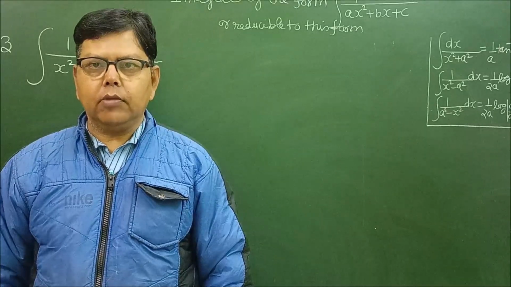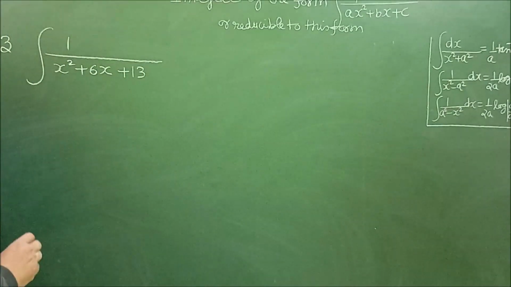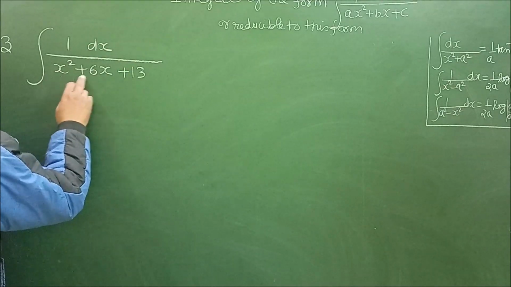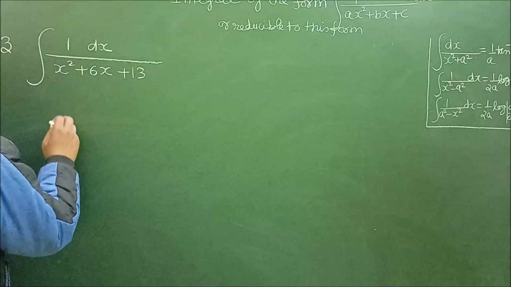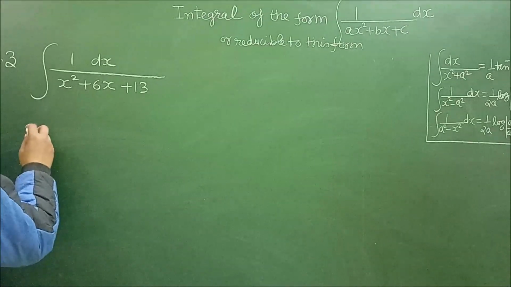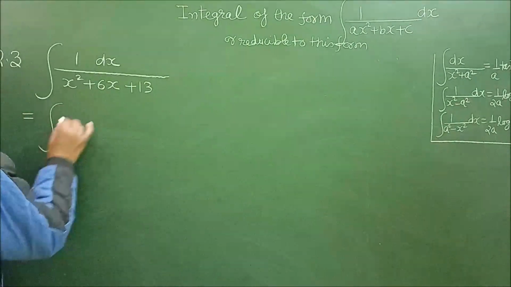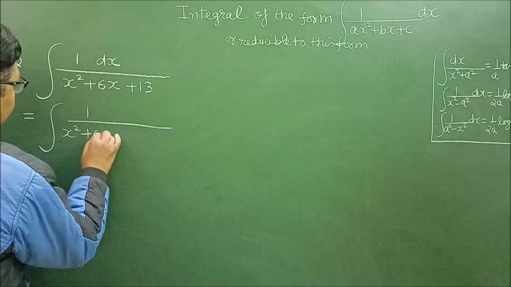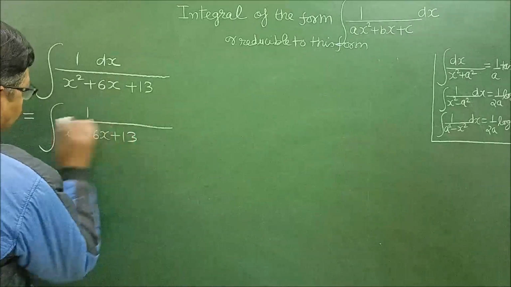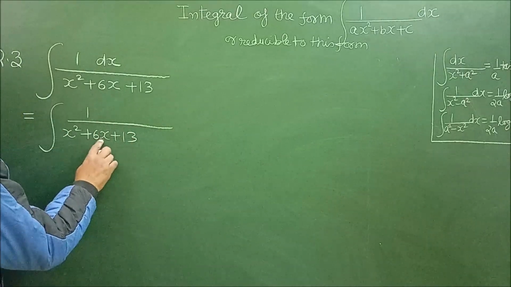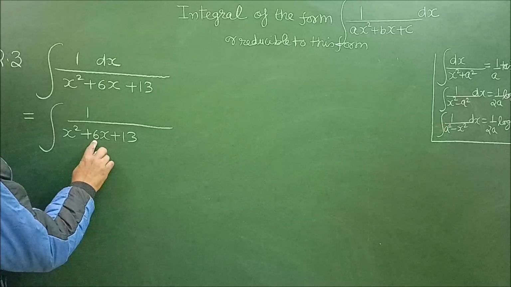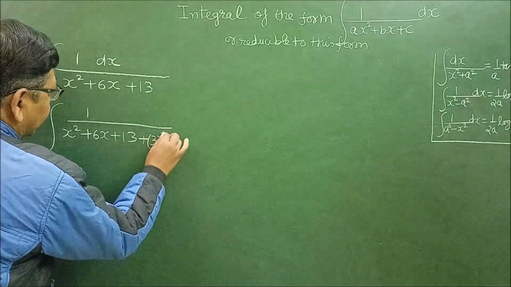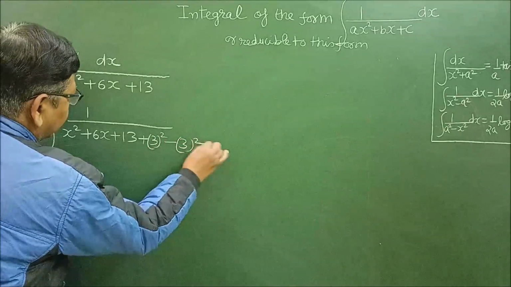Next question, question number 3. Find the integral of 1 upon x square plus 6x plus 13 dx. This is equal to 1 upon x square plus 6x plus 13. Now the coefficient of x is 6 here, so half of 6 is 3, so adding 3 square and subtracting 3 square to balance it.